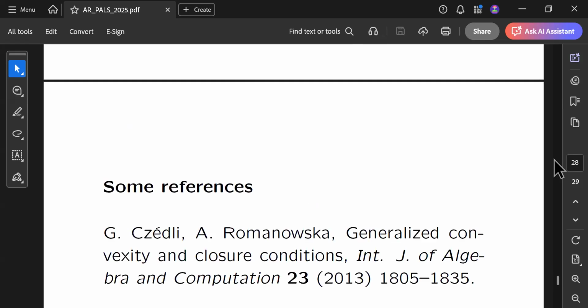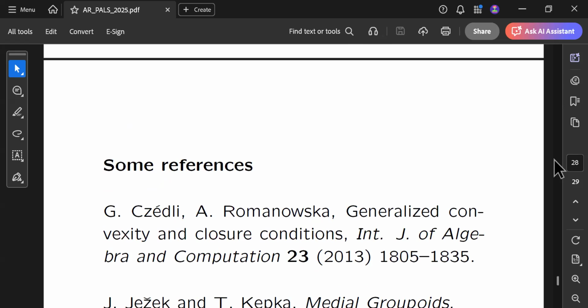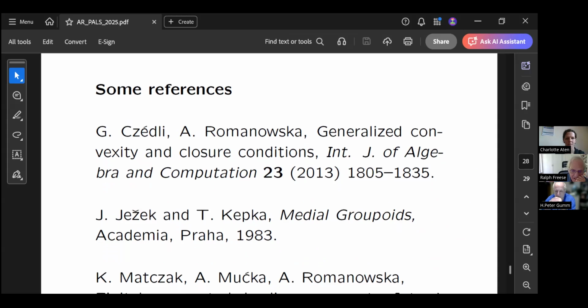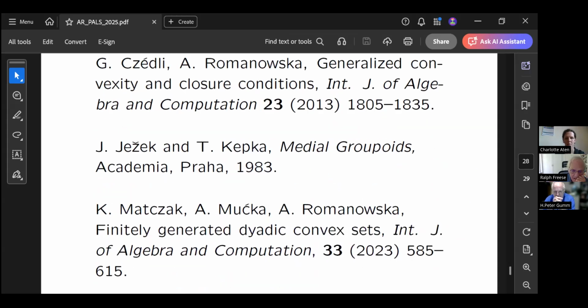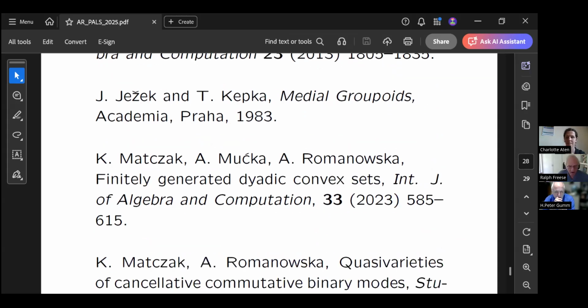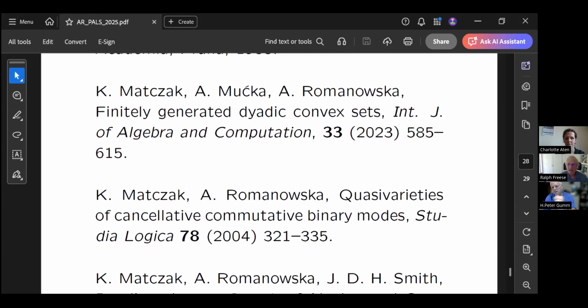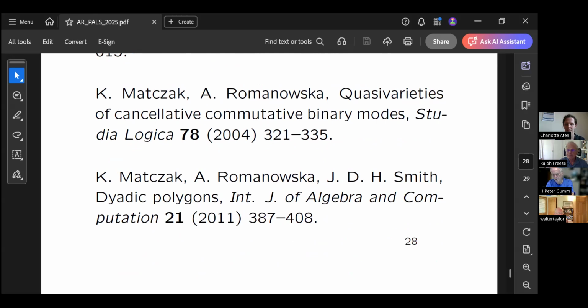And here we have some references. This is, of course, not a full list of references, but at the beginning we have the paper of Sedley and myself, where there is a discussion about how we can generalize convex sets. Then the booklet of Jerzy Kepka, which contains also information about idempotent medial groupoids. Then the next paper is about generation of dyadic convex sets by Matczak, Mućka, and myself. And the next one about quasi-varieties of cancellative commutative modes.